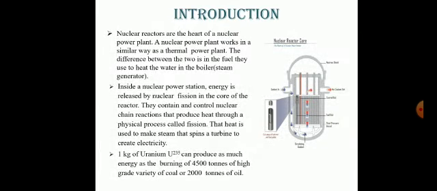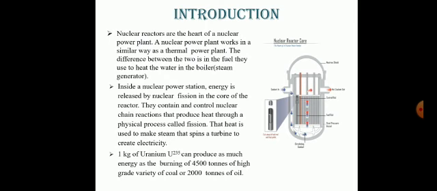Introduction. Nuclear reactors are the heart of the nuclear power plant. A nuclear power plant works in a similar way as a thermal power plant. The difference between the two is in the fuel they use to heat the water in the boiler. Inside a nuclear power station, the energy is released by nuclear fission in the core of the reactor. They contain and control nuclear chain reactions that produce heat through a physical process called fission. That heat is used to make steam that spins a turbine to create the electricity.